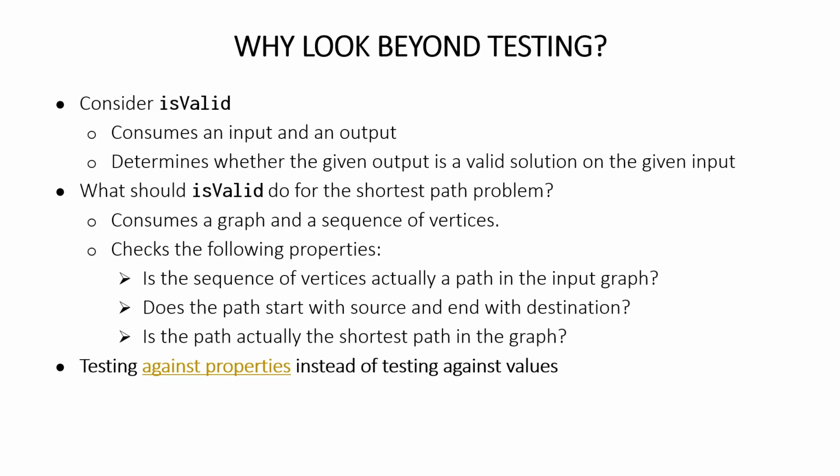So if we have some method is valid that consumes some input and output and determines whether the output is a valid solution of the given input, then how would we write this for the shortest path problem? We would take a graph, which is basically a sequence of vertices similar to the graph that we just saw, and then we would need to check whether the sequence of vertices actually is a path in the graph, right? We could get a shortest answer, but that's not a path in the graph. I could just simply give you a node that is maybe not related to the graph and say, oh, the shortest path is 1, right?